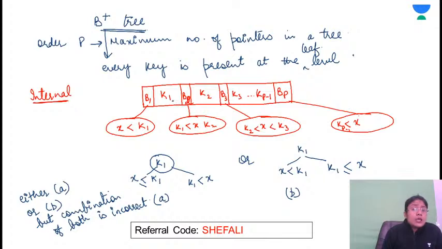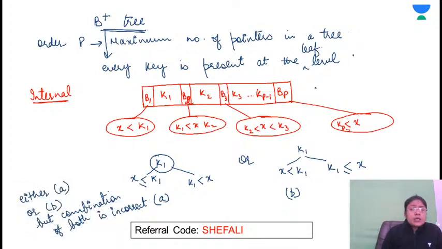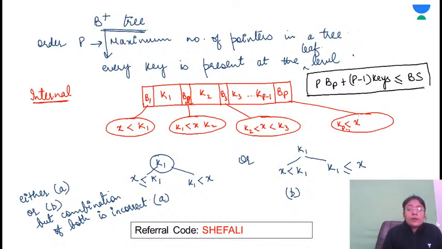So in the internal node, if I write here, what will be the formula? For this internal node, P block pointers are there. If the order of the tree is P, then P minus 1 keys are there. That is it, and this should fit in one block. No record pointers are there at the leaf level. Clear?